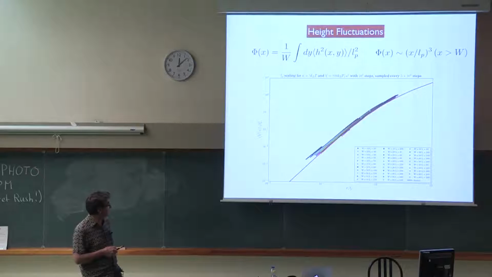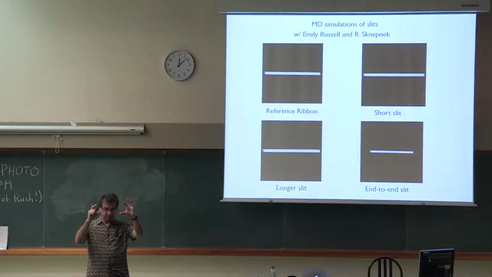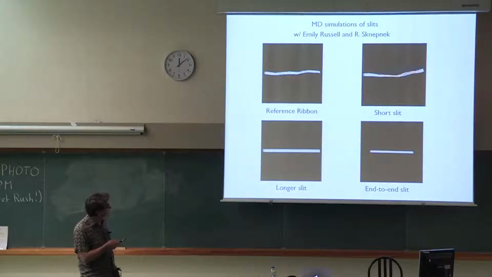Now, playing with the topology. Here's one thing you can do. The first geometrical thing to play with is the aspect ratio, width divided by length. That's good. You have a lot of control. But now you can slice and dice it. So these are some simulations with Emily Russell and Ruskus Kometnik. Here's a reference ribbon fluctuating. Here's a ribbon with a short slit. Can you see the slit there?